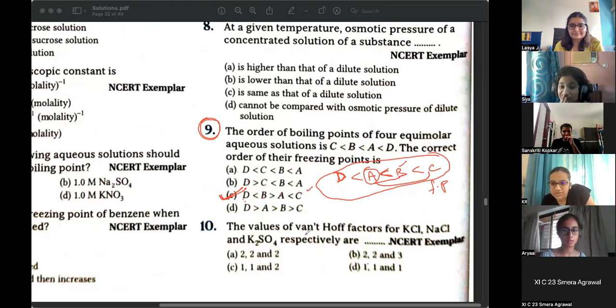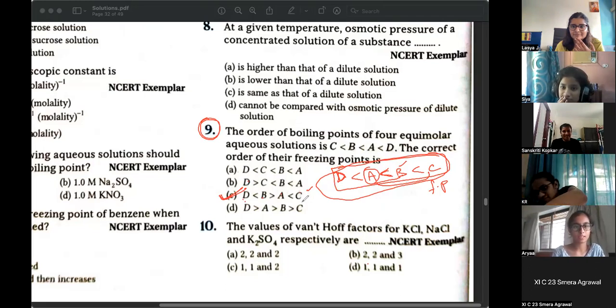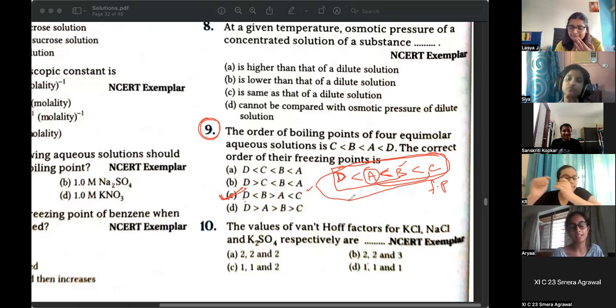So, the options are wrong, right? How? One second. Now I'll give you my reasoning as to why I gave D, okay? We know that TB is directly proportional to the number of particles. So is TF, right? So delta TB, delta TF. The order that will form for boiling point, the same order it will follow for freezing point.